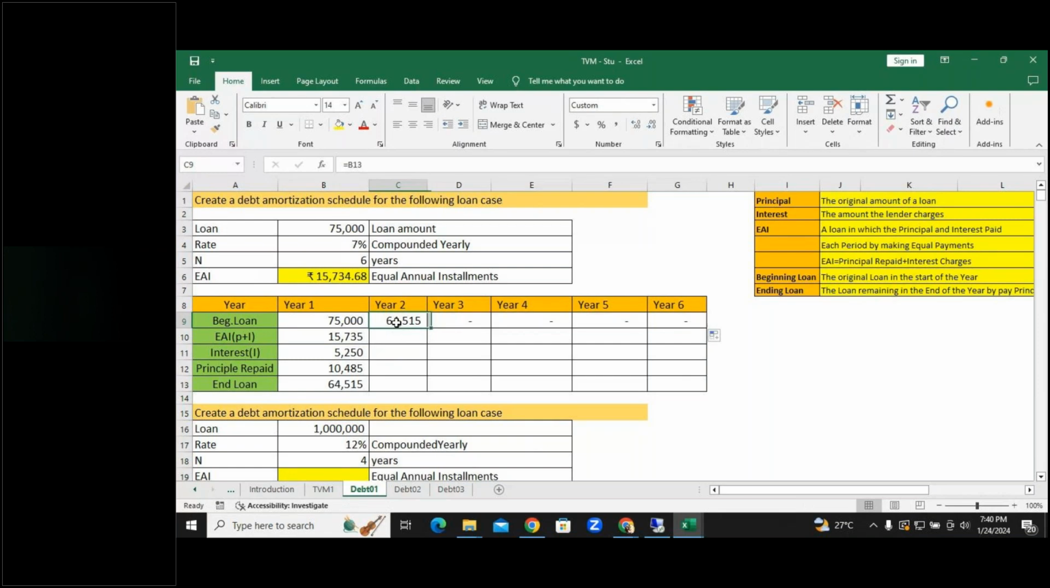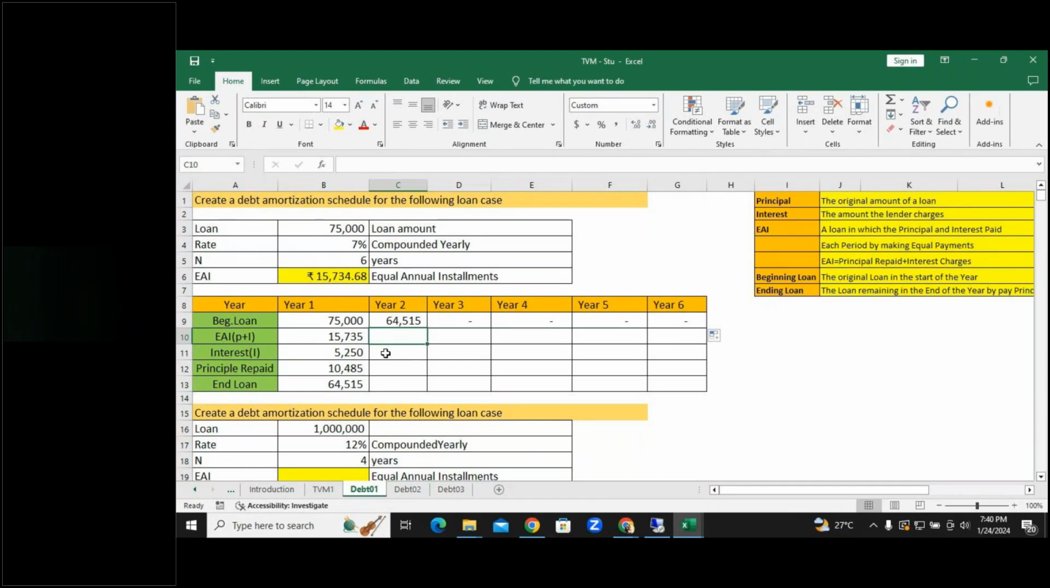So what I did, I came to the right hand side corner. You can see that black color cross over there. I will click without releasing my click and drag it towards my right. Done. Now EAI is going to remain the same for every year.